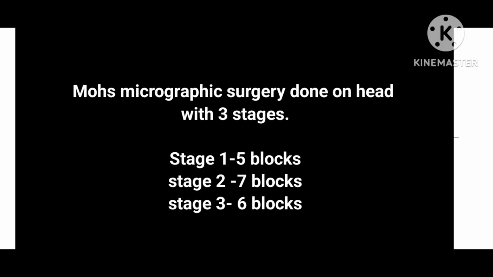So now I'll give you one example. Now I'm going to do Mohs micrographic surgery on the head. And this surgery is done in 3 stages. In the first stage, I took only 5 tissue blocks. In the second stage, I took 7 tissue blocks. In the third stage, I took 6 tissue blocks. So now how should I report it? Now let us check the answer.